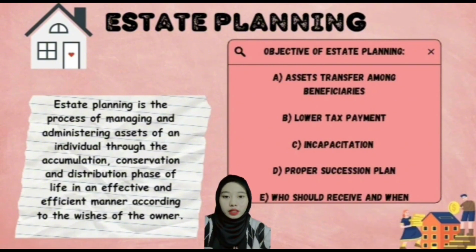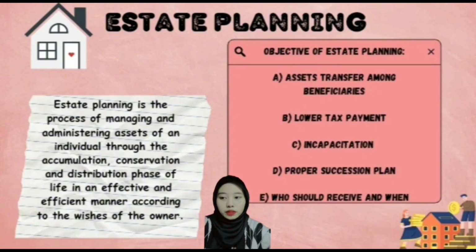Objectives of estate planning. The first one is asset transfer among beneficiaries. Every individual wishes to transfer his accumulated wealth among his legal heirs or beneficiaries. They may be family members, friends or other people. Estate planning ensures that this wish of the individual is fulfilled either during his lifetime or after his death.